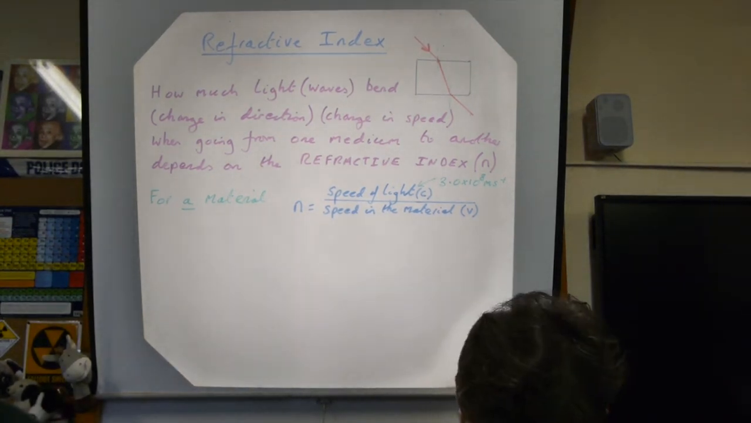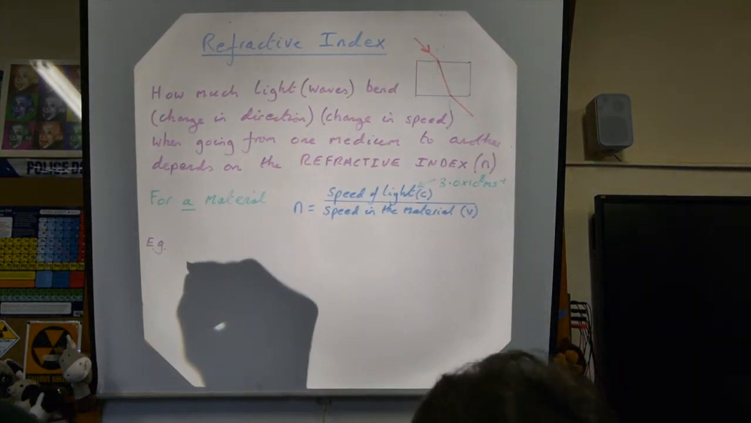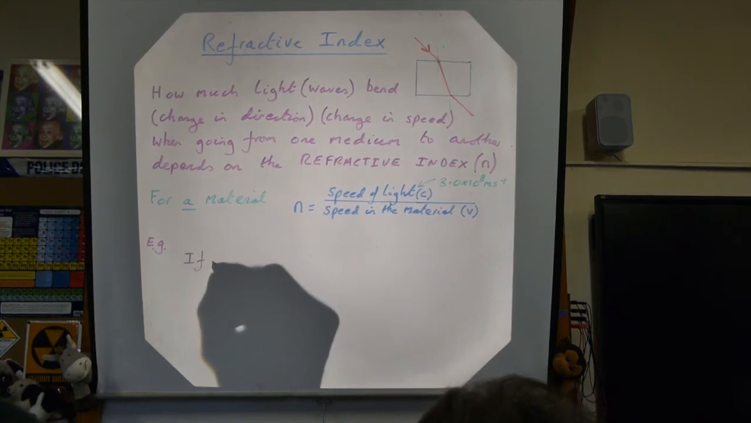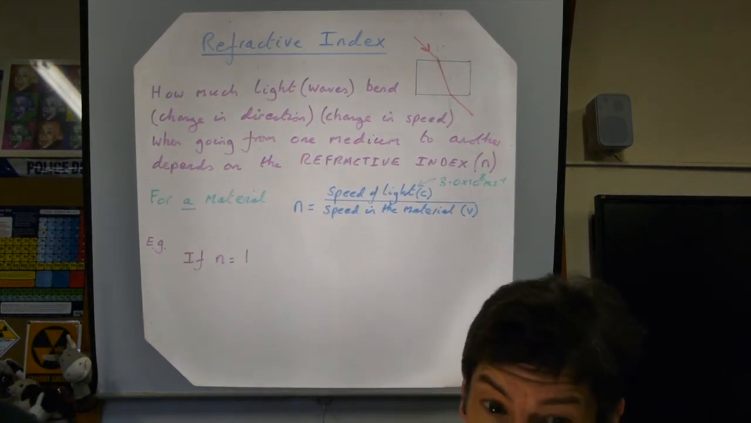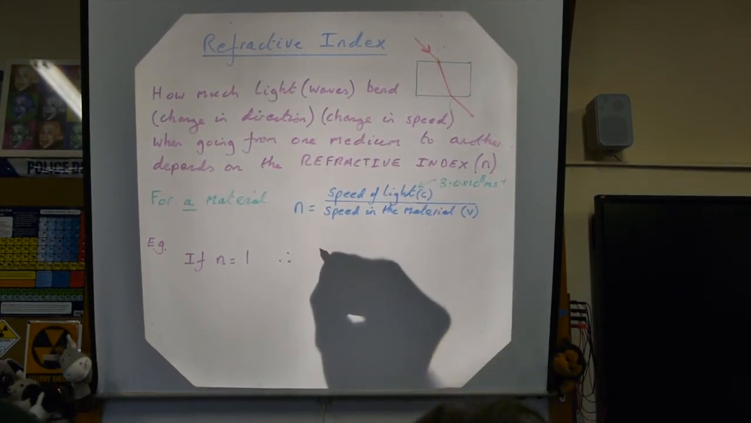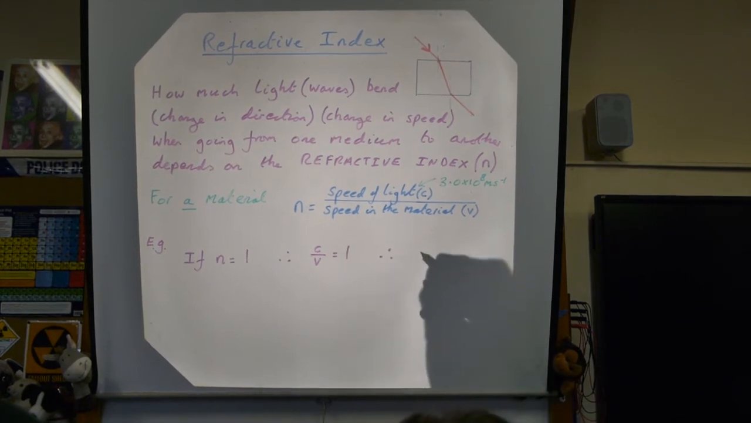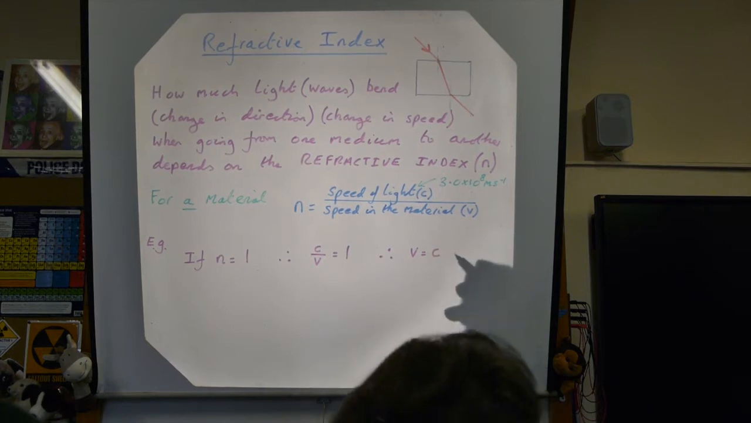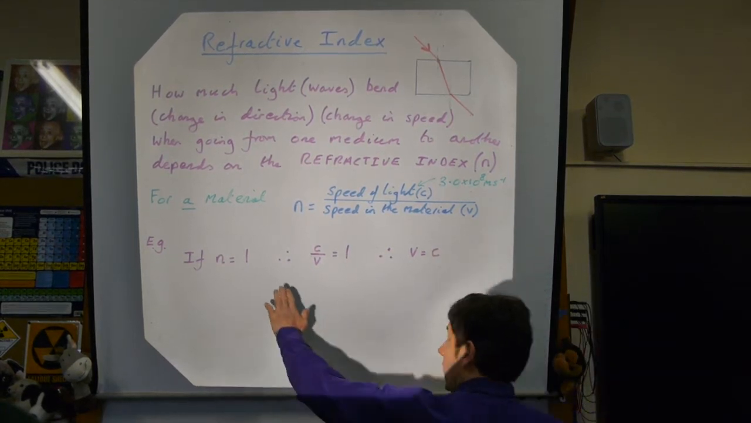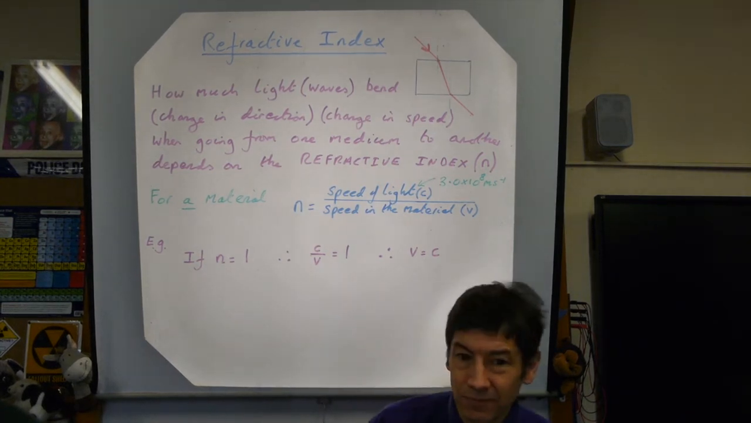So just to demonstrate that, quick example. If n equals 1, we're in the fairly obvious situation where we calculate n as the speed of light, small c, over v. And if that equals 1, then it's pretty obvious that the speed in the medium is the same as the speed of light. In other words, there's no slowing down. And if there's no slowing down, the wave will go in a straight line.